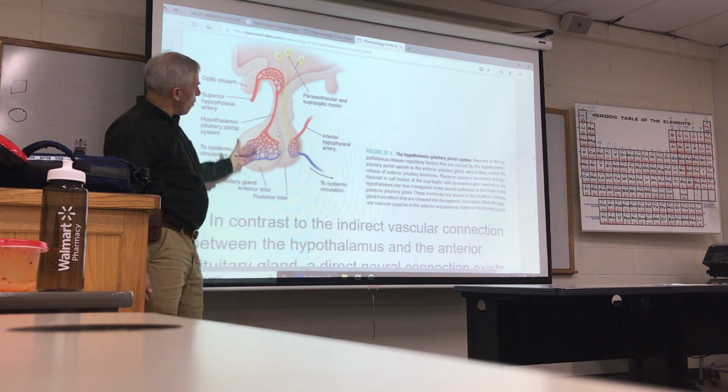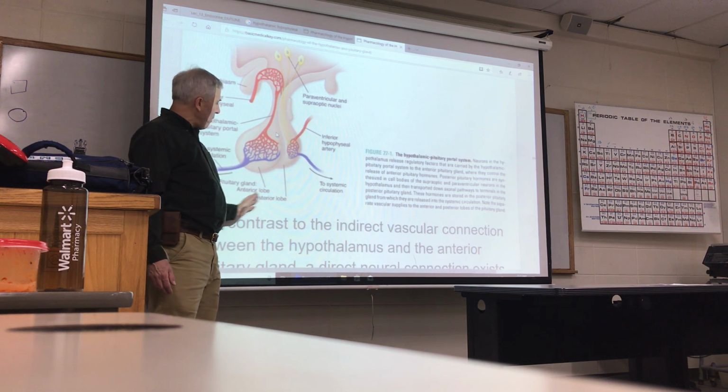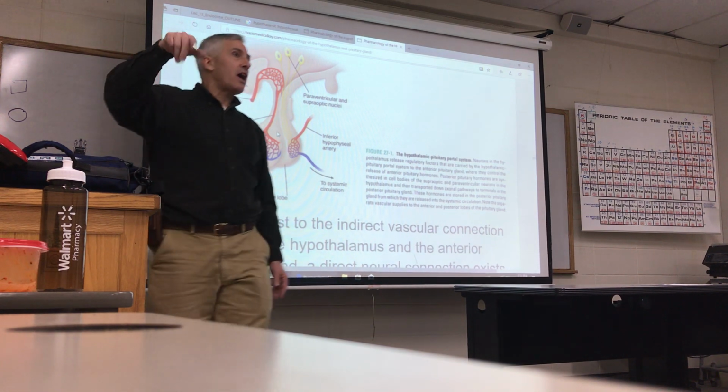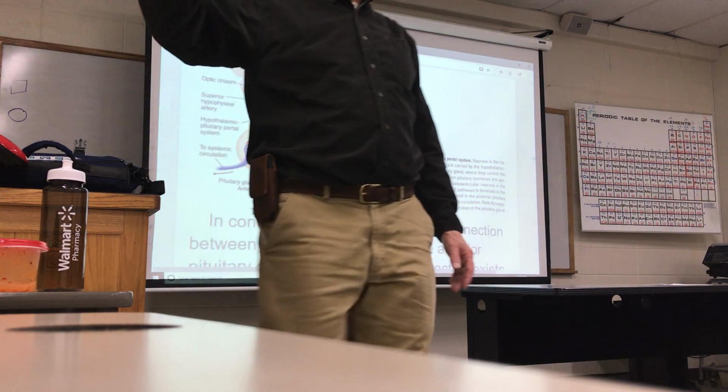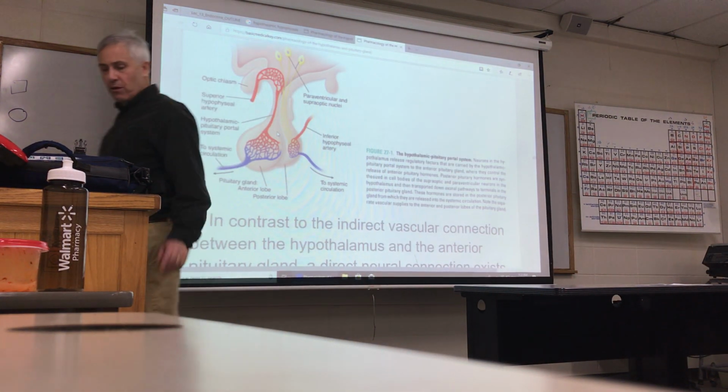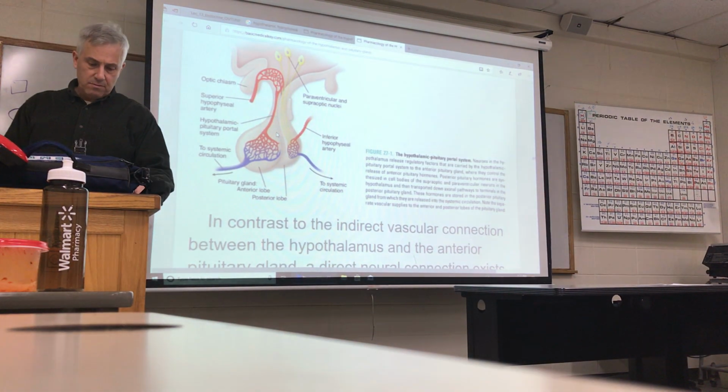So again, the only two hormones that the posterior lobe deals with is what? ADH and oxytocin. Those are the only two. And we're going to talk about those right now. A little bit. Maybe.